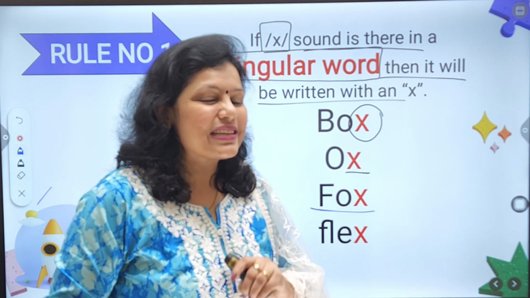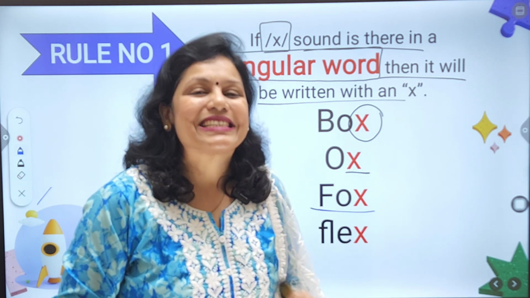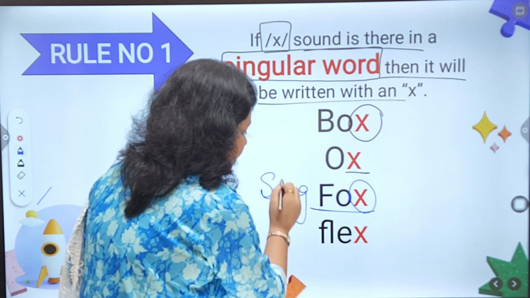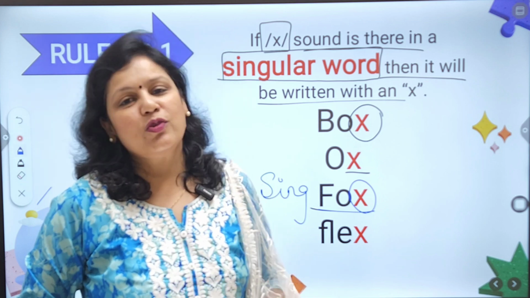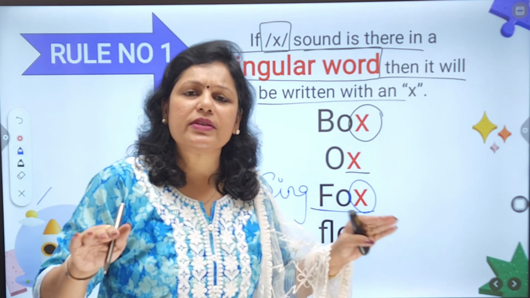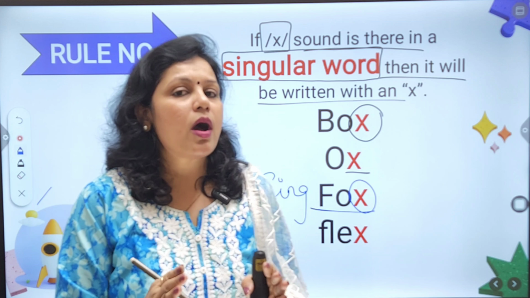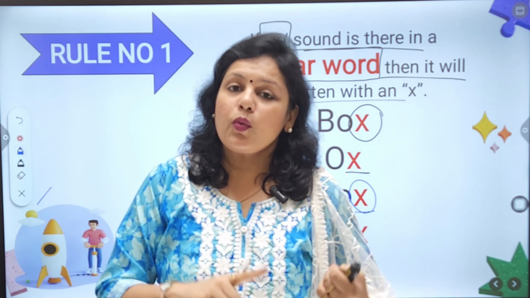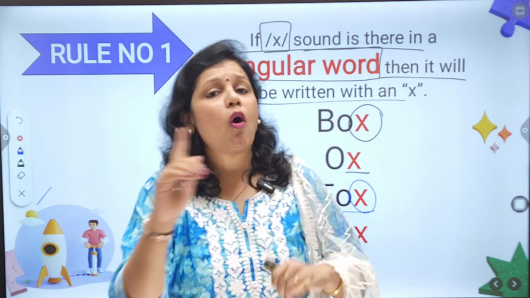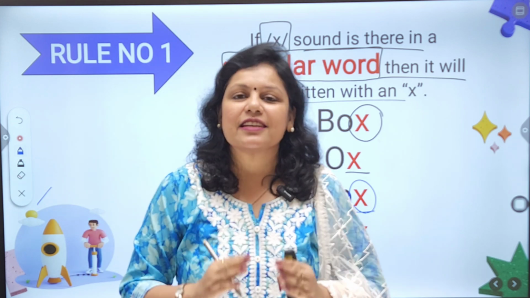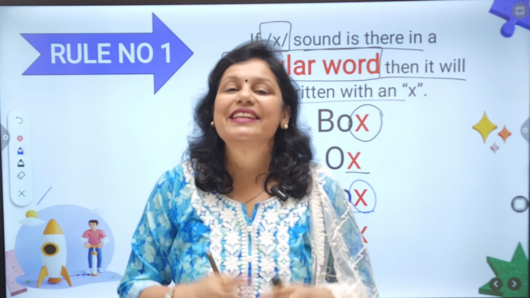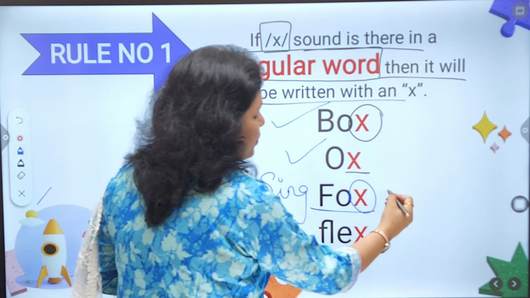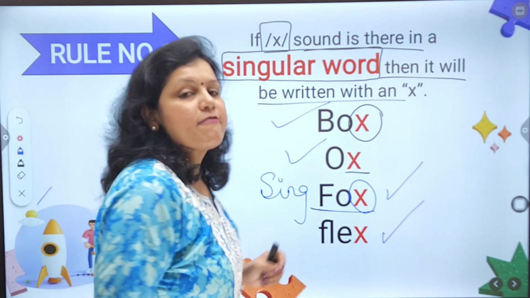Fox. Since X is coming at the end, the sound of X is coming at the end, and this is a singular word. That is why you will put X here. So this is a very simple rule, wherein if you are hearing the X sound at the end, you need to identify whether that is a singular word or a plural word. If it is a singular word, you need to write X only, like box, ox, fox, flex, fax.